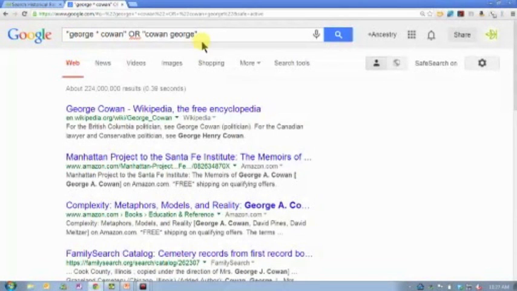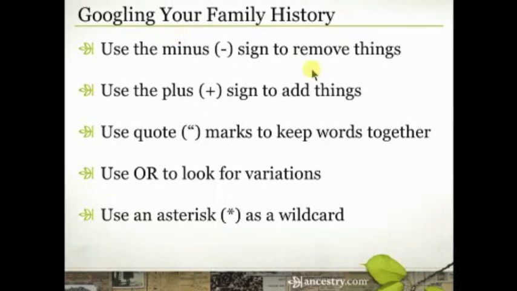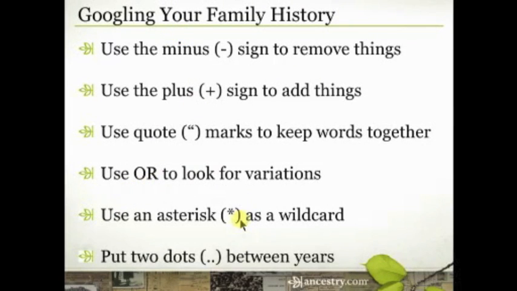Now, what I've done is I've looked for instances of George Cowan. I'm also looking for instances of Cowan George, because sometimes information is recorded, particularly in indexes and lists and those kinds of things that I might be looking for. It's going to be recorded last name first. And so it allows me to search for both of those variables. So you can use OR to look for variations, use an asterisk as a wild card.